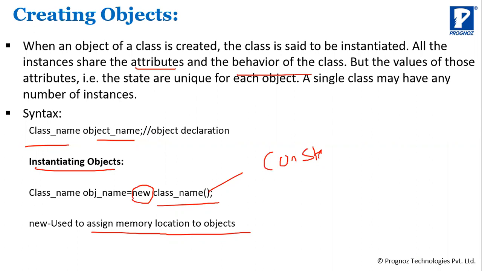Okay, understood how to create an object? Class name, object name equals new class name. But in C++, we don't write new class name. We just write the class name and object name. But in C#, we need to write the word new.